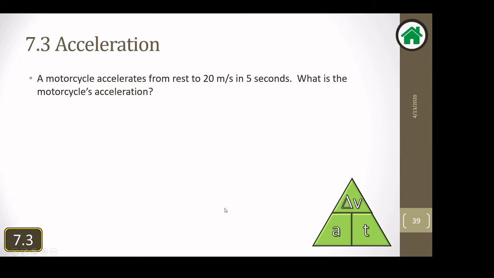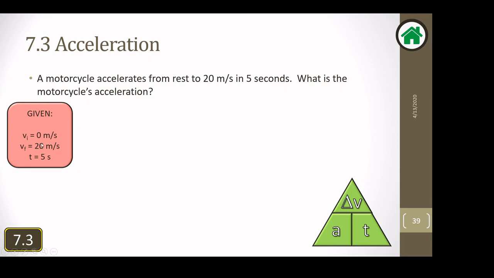So let's look at some word problems for acceleration. A motorcycle accelerates from rest to 20 meters per second in 5 seconds. What is the motorcycle's acceleration? Let's start by listing the information that's given. Now it says it accelerates from rest, and whenever we see the word rest, that always means 0 meters per second. So the motorcycle's initial velocity is 0 meters per second, its final velocity is 20 meters per second.